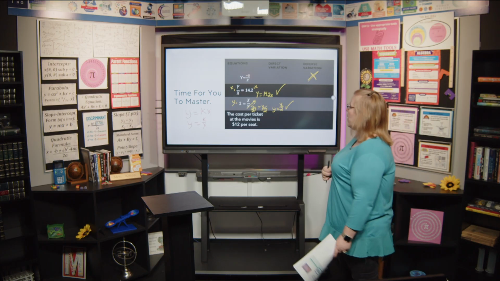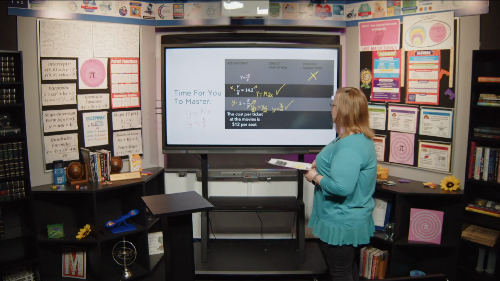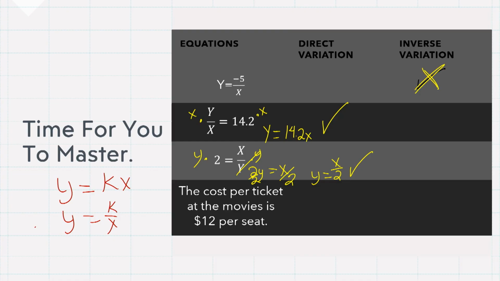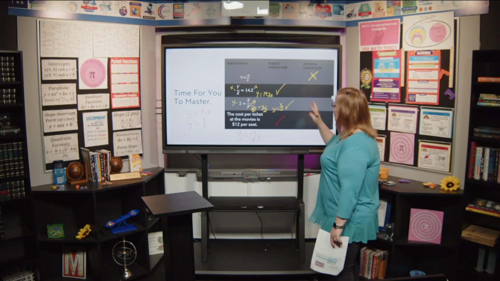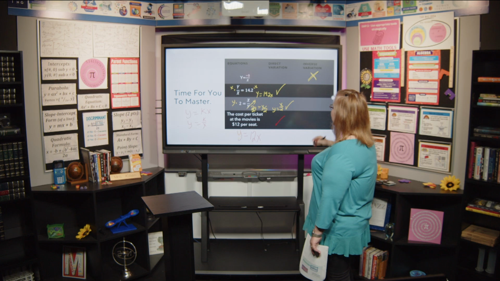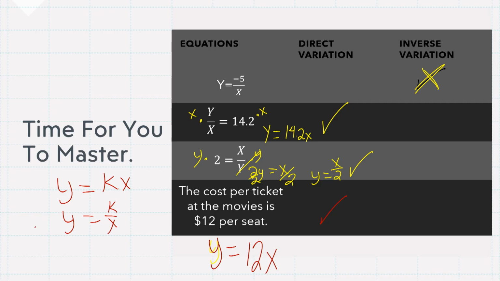Now let's look at a word problem where we have to figure out which one it is. The cost per ticket at the movies is $12 per seat. So how could I look at that? So I've got y equals 12 times per seat. So which one would that be? You're right. It's going to be direct variation. So let's look and make sure that we have got all of these by ourselves. Yep, we do. Good job.